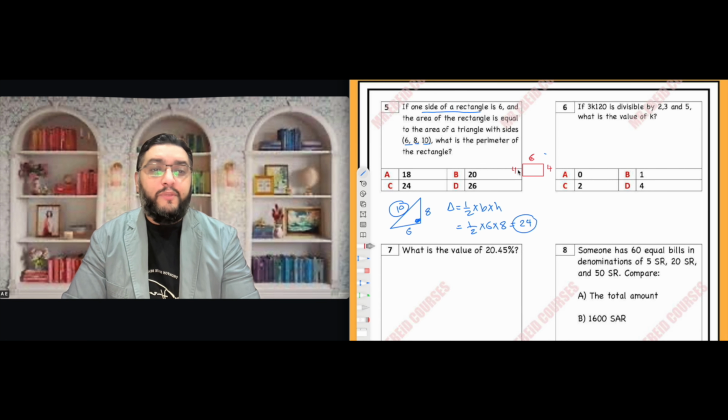To find the perimeter, you know that each two opposite sides are congruent. So find the sum to find the perimeter. So 6 plus 4 plus 6 plus 4, which equals 20. So the answer of this question is 20. Let's move to question 6.